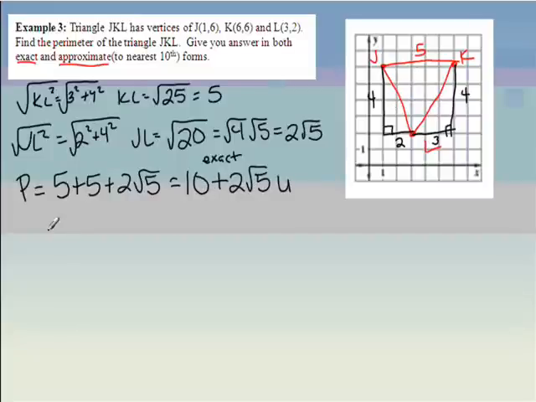Okay, so for my approximate, so now I want to know what P approximately equals, and that's what this little wavy equal sign means. It's ish. Okay, then I need to go ahead and multiply 2 times radical 5 and add it to 10. And so when I round that to the nearest tenth, I get about 14.5 units.